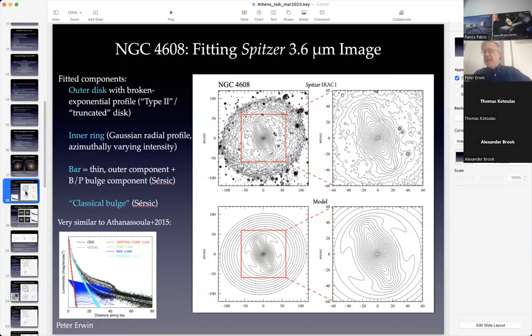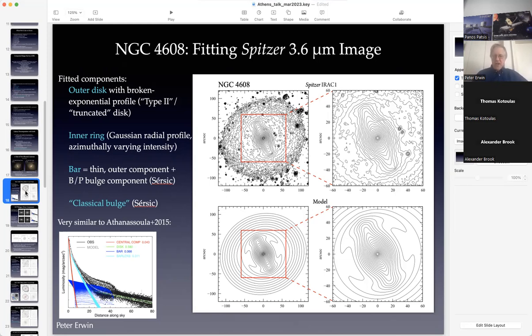Okay. Start off with NGC 4608. This is the S0 galaxy. So the upper two panels show you the Spitzer IRAC-1 images. This is 3.6 microns. The bottom two panels show our best fitting model for the image. And this includes an outer disk, which is a broken exponential profile. That is a shallow inner exponential, and then beyond a break radius, it has a steeper fall off with a steeper exponential.